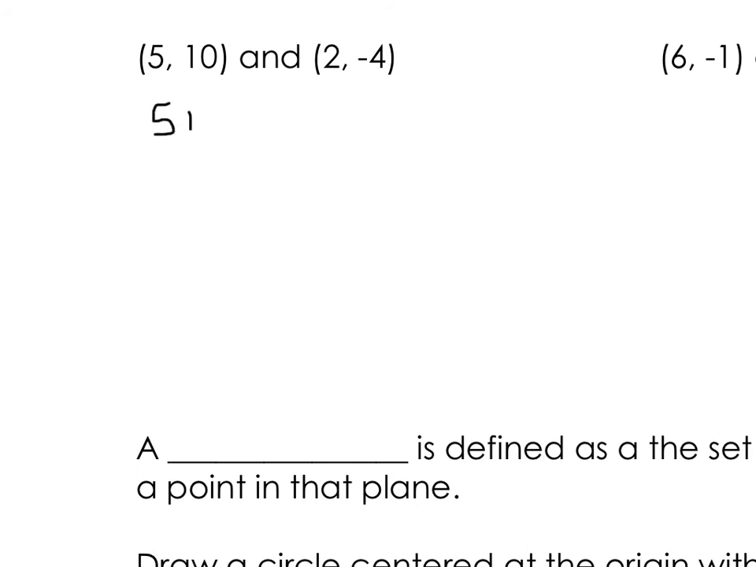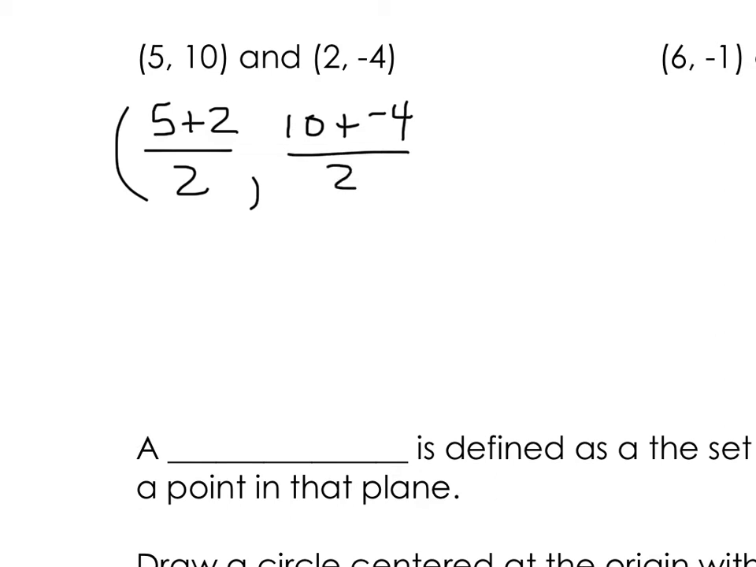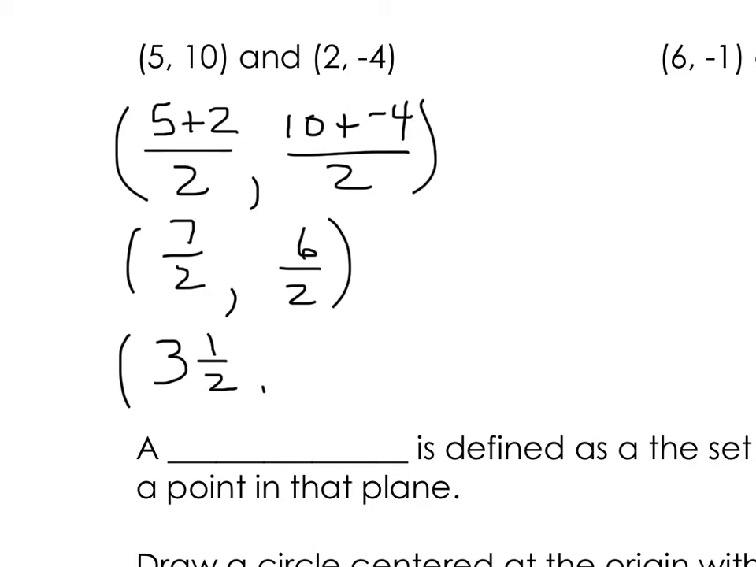We're going to add the x values, divide by 2. Add the y values, divide by 2. 7 halves, 6 halves, 3 1/2, 3. That's our midpoint.